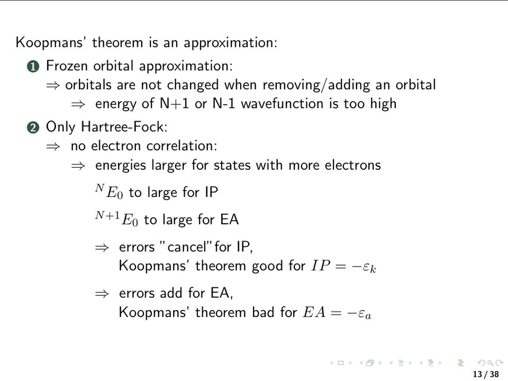But for electron affinity, we have that the n+1 electron wave function has too high an energy because we did not allow the orbital to relax. But it also has too high an energy because we did not include electron correlation contributions, which means that both these approximations lead to the n+1 energy being too high, so the errors add for the electron affinity, and therefore Koopmans' theorem values for the electron affinities are not really good.